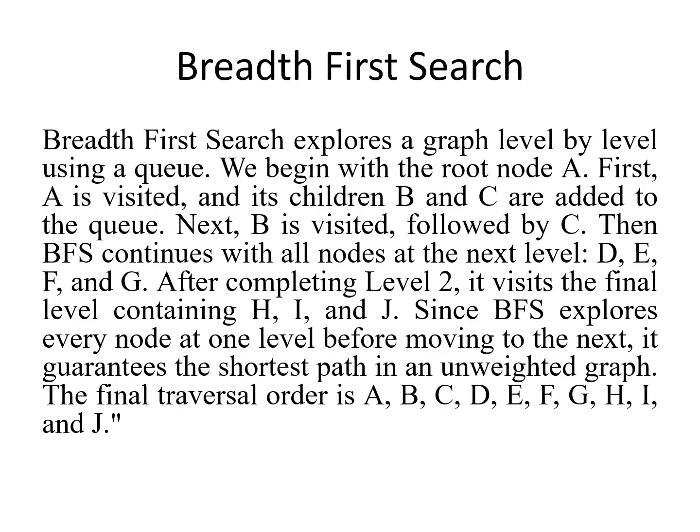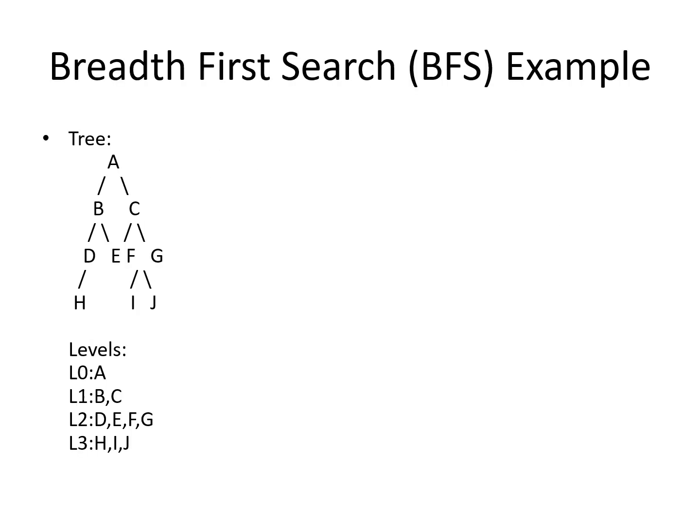After completing the two levels, the final level contains H, I, J. Since BFS explores every node at a level before moving to the next, finally we get the traversal order, level based and breadth based, ordering of the names. And now we are going to see the example.